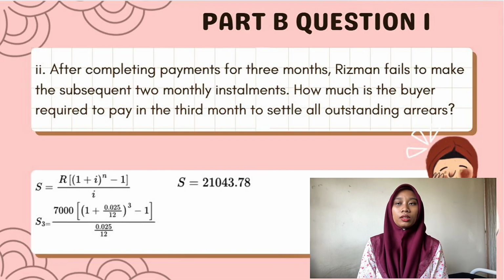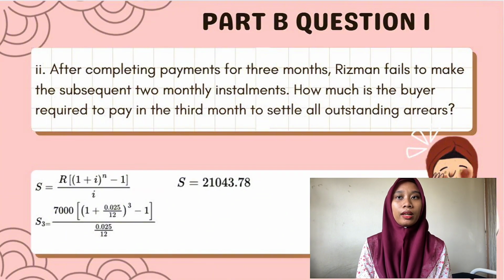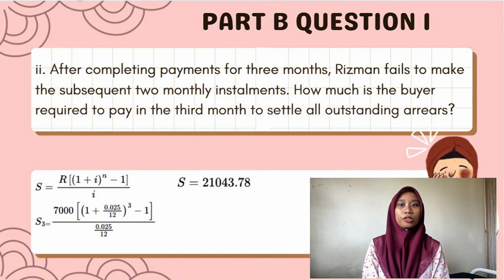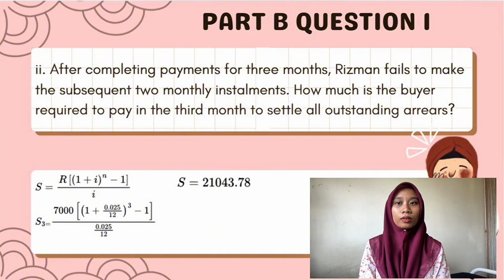For 2 Roman, the question is, after completing payments for 3 months, Rizman fails to make the subsequent 2 monthly installments. How much is the buyer required to pay in the 3rd month to settle all outstanding arrears? For this question, we use this formula, which is S equals R open bracket 1 plus I close bracket power of N minus 1 close bracket divided by I.